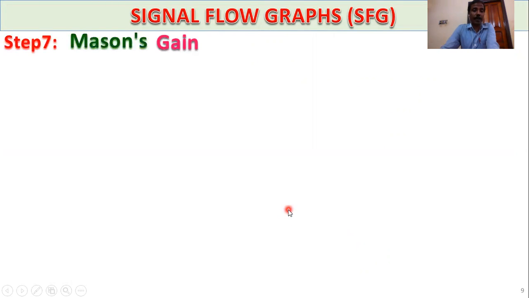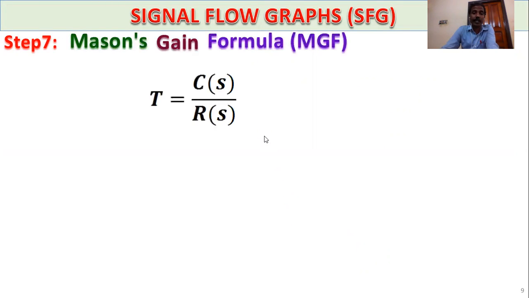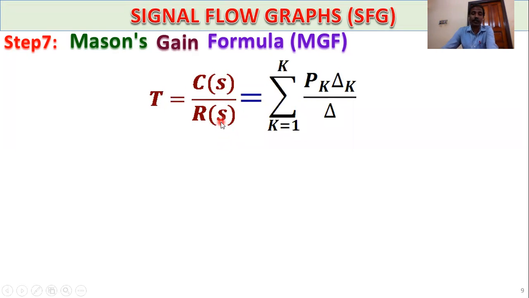Then step number 7, Mason's gain formula. What is Mason's gain formula? The overall transfer function T equals C(s) by R(s). That means the Laplace transform of output divided by the Laplace transform of input. And in this case, all initial conditions are zero. This is called the overall transfer function. And in this case, Mason's gain formula is the sum over K equals 1 to K of Pk del K by delta. In this case, K equals 1 to K.